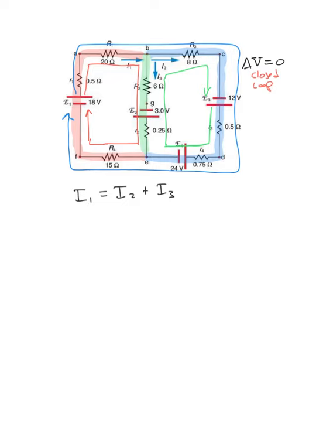Let's begin by looking at the red loop on the left-hand side and adding up each of the voltage gains or drops, starting with the 18-volt battery. So as we move clockwise around the loop, we're moving from the negative side of the 18-volt battery to the positive side. And as you move from the negative to the positive side of a battery, you gain electric potential. So that is a positive 18 volts that we are gaining.